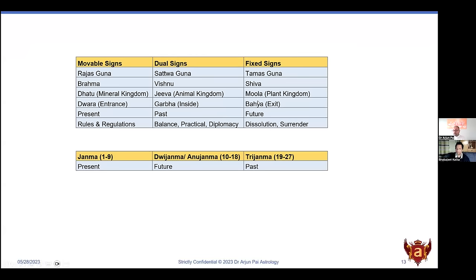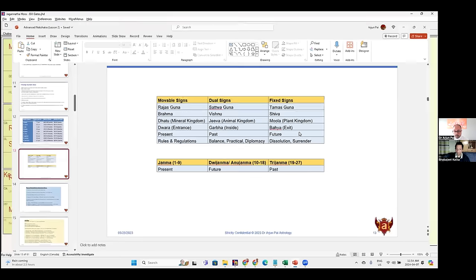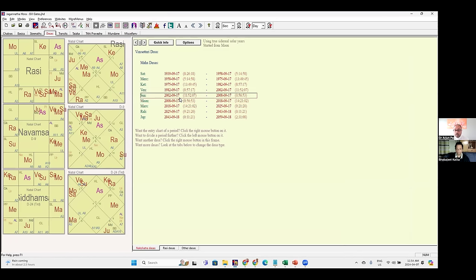Anyway, let's go back. What is the order in which the Moon signs will be activated for him? Capricorn will be activated first, for the first 3 years, 4 months. Then it will be Virgo, fourth house. Eighth house, fourth house, and 12th house.